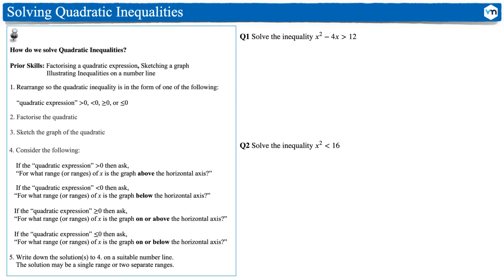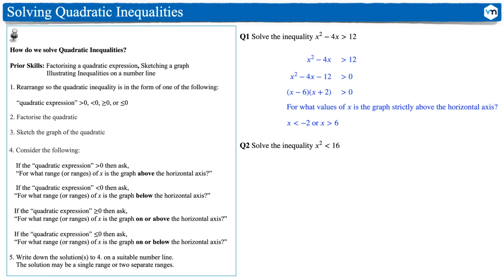In question 1 we have a quadratic inequality, and we need to solve this. X squared minus 4x is greater than 12. So we start by taking all the terms to the left hand side. Therefore x squared minus 4x minus 12 is greater than 0, and actually this factorises as x minus 6 into x plus 2 is greater than 0.